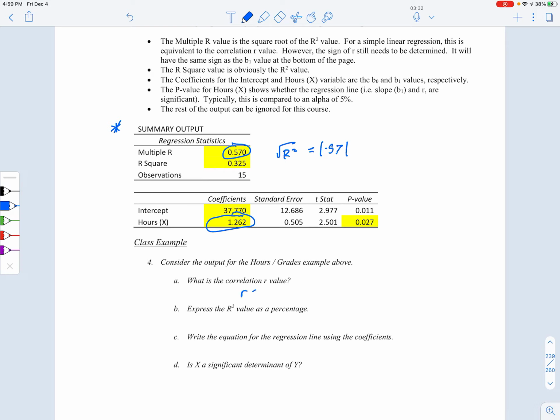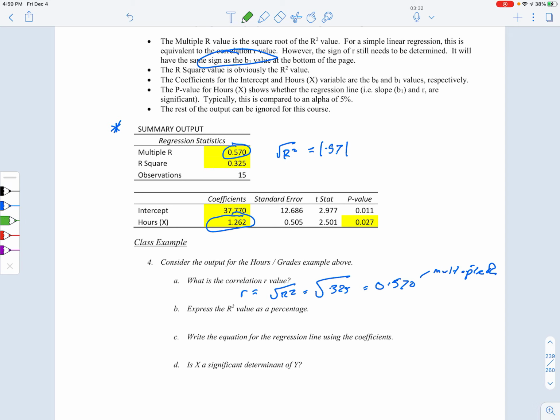So in our particular case, r is equal to the square root of the r squared value, which is equal to the square root of 0.325, which is equal to 0.570, and that's the multiple r value. Okay, and up here it says it has the same sign as the B1 value at the bottom of the page.